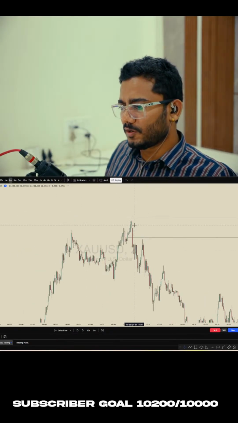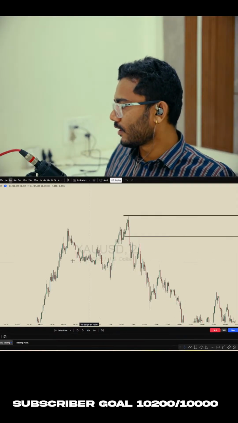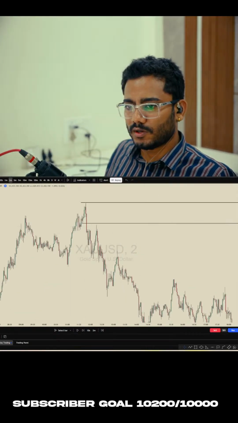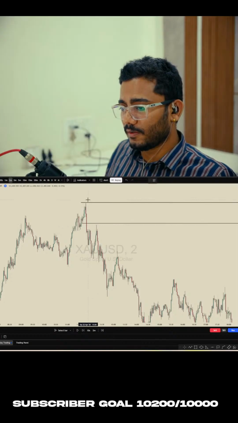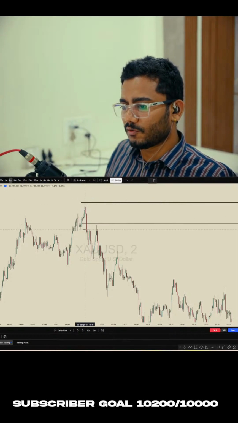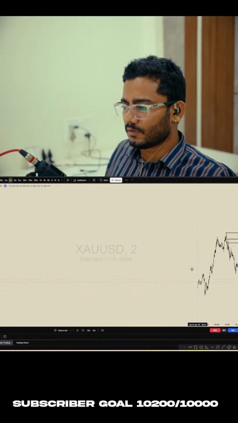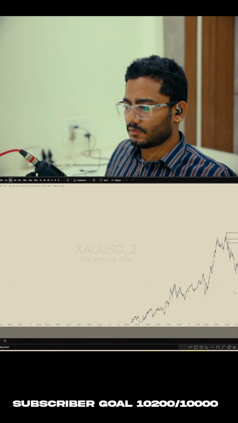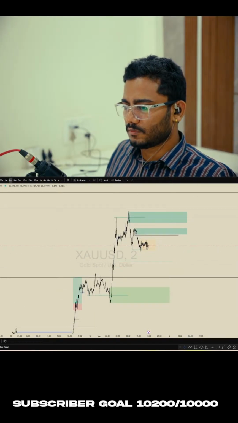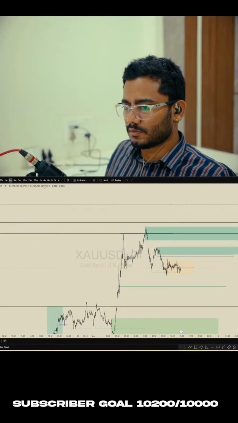So this is a 5-minute order block, like a 2-minute order block, which took out the low. And after that, there was no inducement. After that, price didn't tap or mitigate it. And there is another imbalance over here.